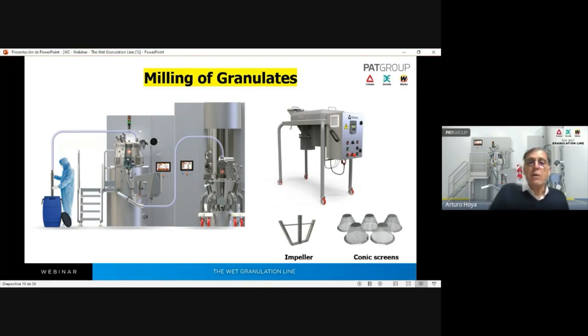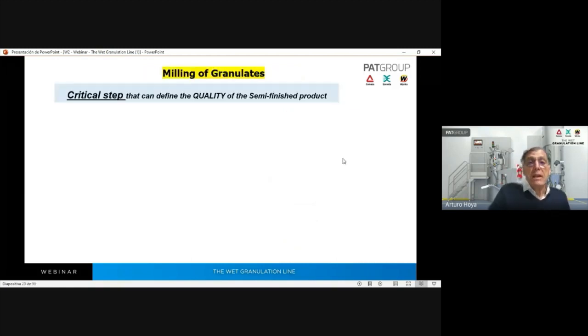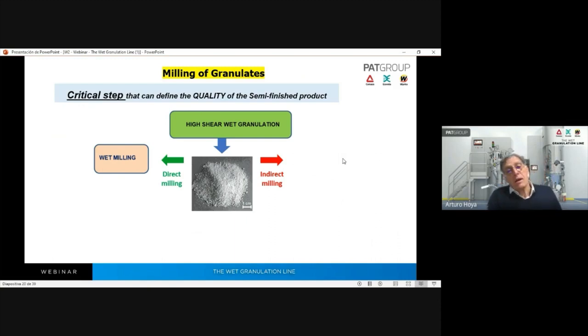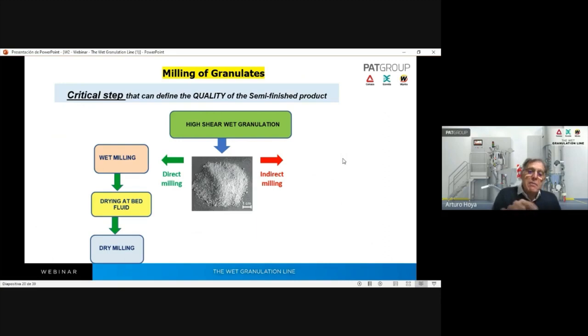In order to clarify, I wanted to show you this. Milling of granules is, of course, a critical step that can define the quality of the semi-finished or intermediate product. And we have two methodologies, direct milling or indirect milling. Direct milling is what is referred to as wet milling: in line, granules, milling, and fluid bed dryer. Drying at the fluid bed, and then again dry milling with another kind of conic mill.